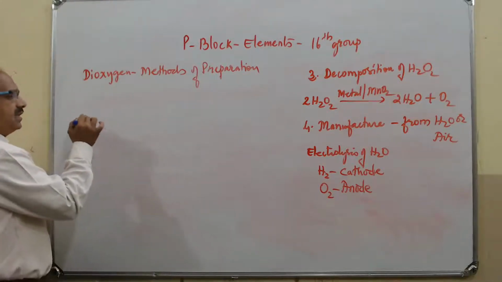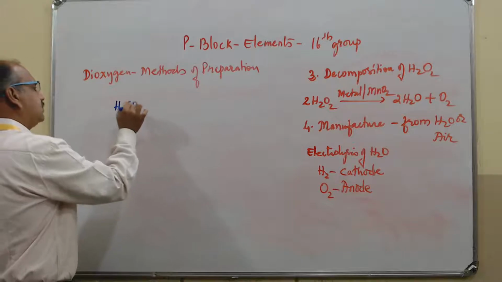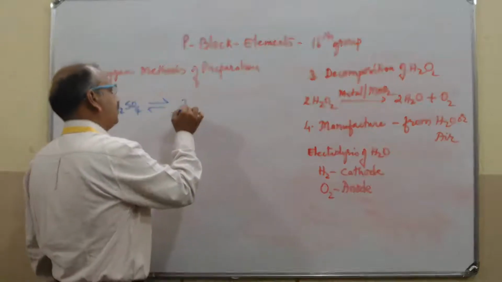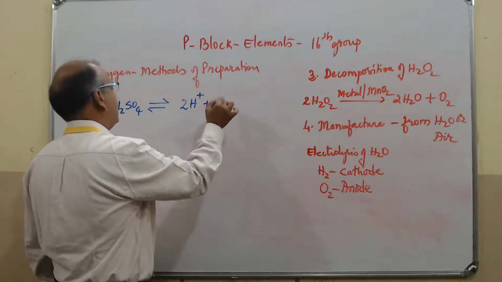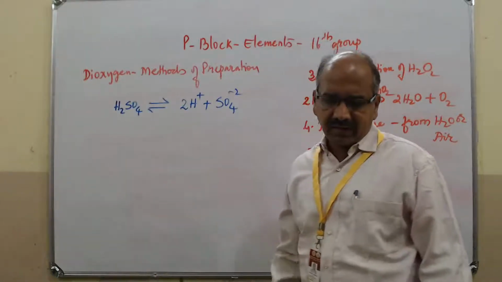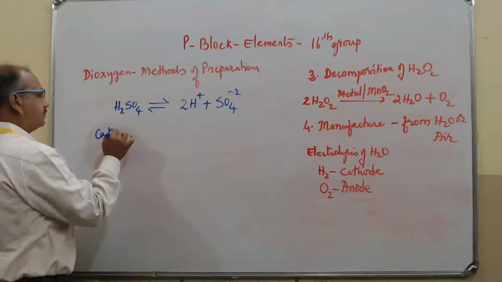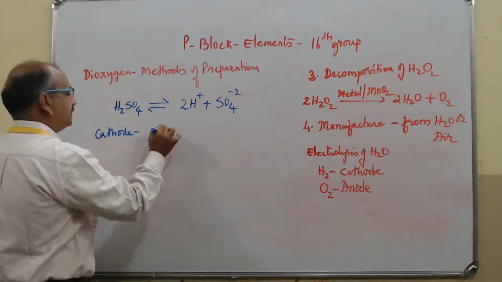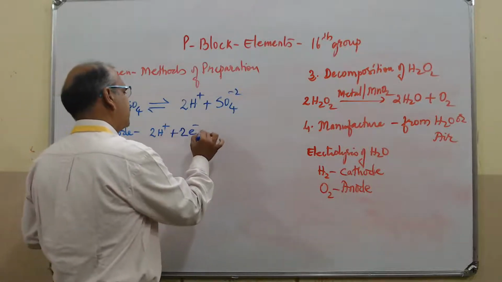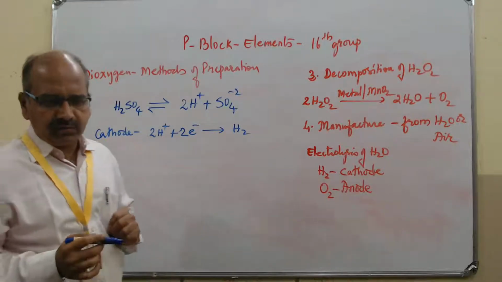From this electrolysis, let us see the other way. If you take H2SO4, it shall get ionized as 2H plus and SO4 2 minus. This is the ionization of sulfuric acid. Later, at the cathode, what happens? At the cathode, the two H plus ions take up electrons. It is reduction. It will form hydrogen gas. And there will be OH ions also produced during this.